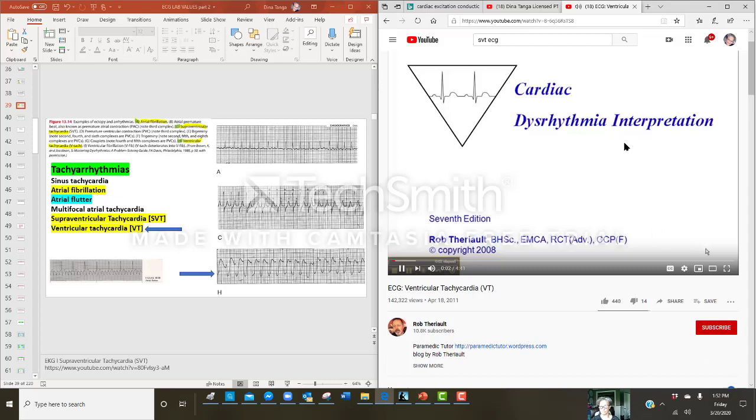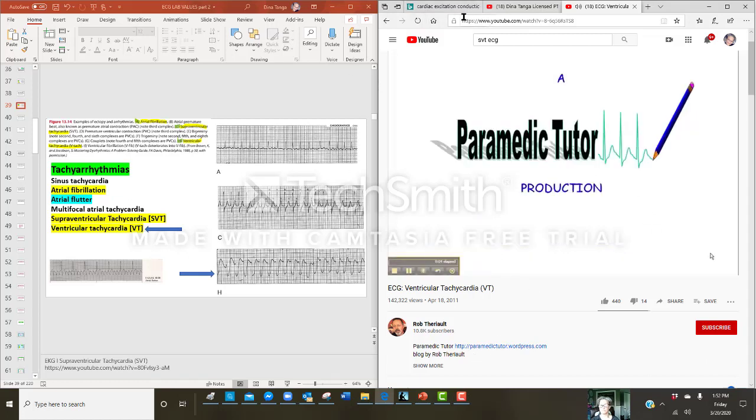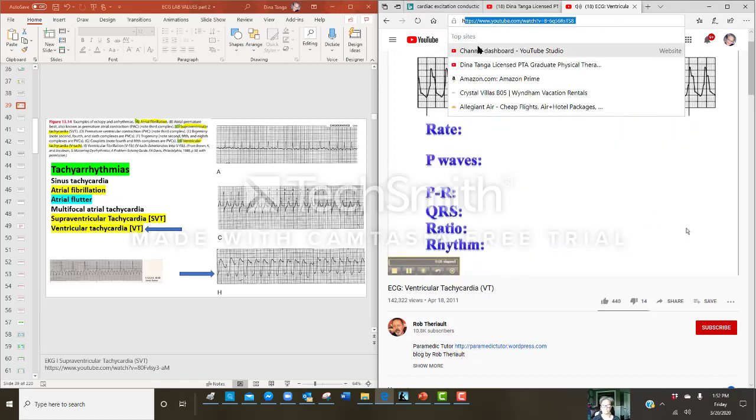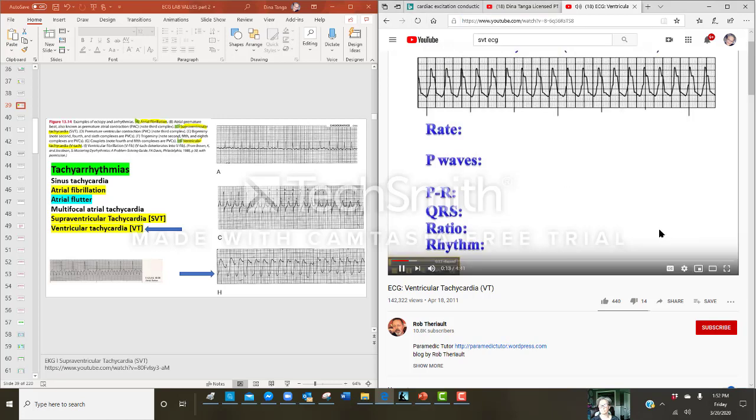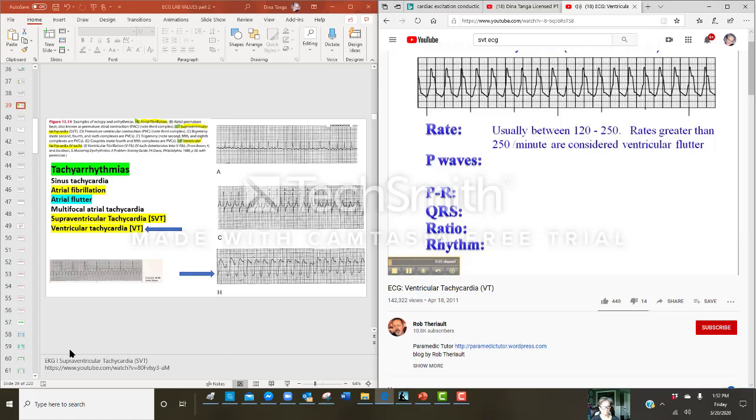I've been researching ventricular tachycardia in your cardiac dysrhythmia interpretation workbook. So let's talk about VTAC. Well, for starters, this is a wide complex tachycardia. And the rate is usually between 120 and 150, but you can have a slow VTAC as slow as 100 beats per minute. So between 100 and 120 would be a slow VTAC. Typically, VTACs are in the 120 to 250 range. Rates greater than 250 are considered ventricular flutter.